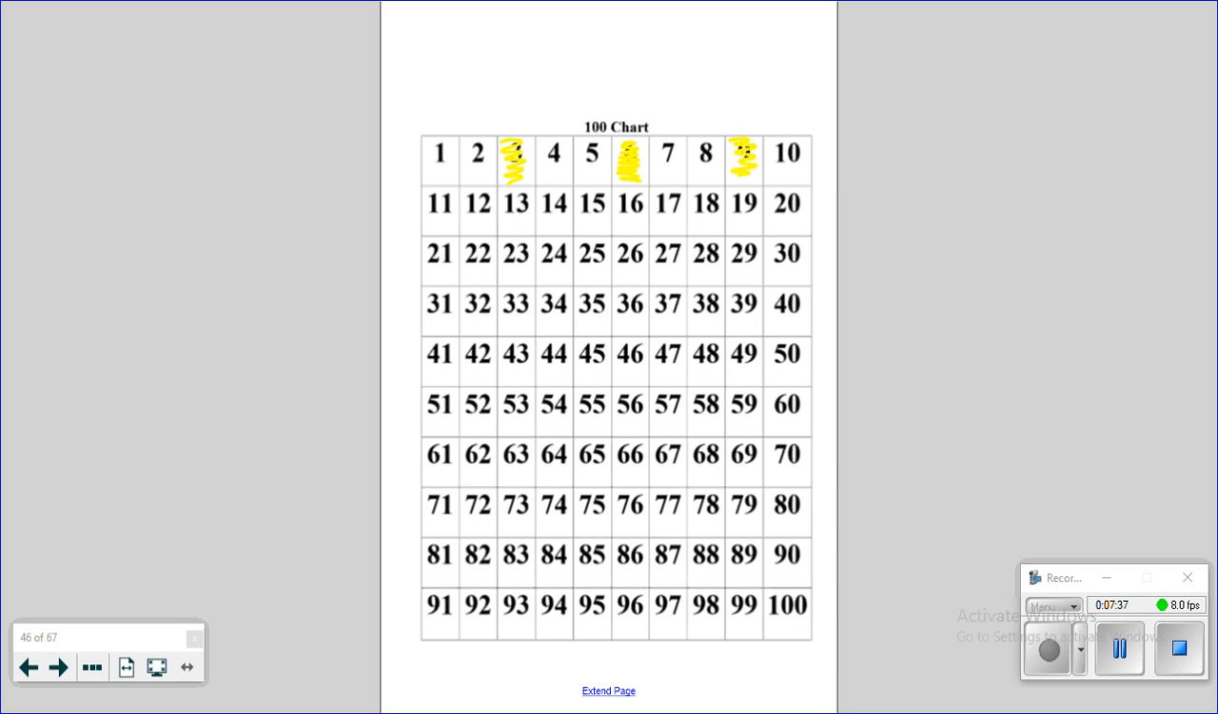Now from here, maybe you have your 3s memorized, but let's pretend you don't. What could be a strategy to figure out the next number? If you don't have 3 times 4 memorized, what's going to be our next go-to strategy?